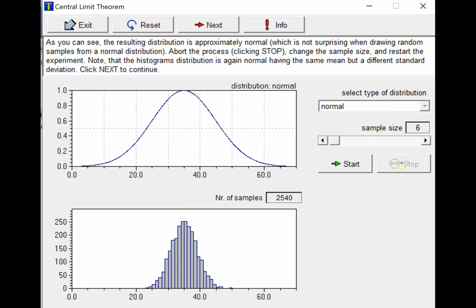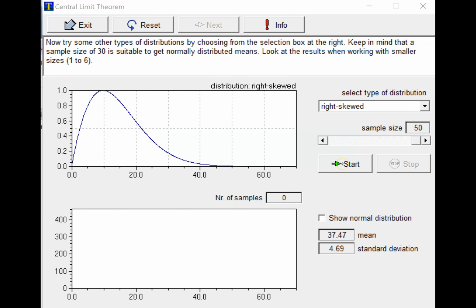Okay, so let's stop that, and change the distribution to something different. We've got some kind of skewed distribution. I'm taking samples of 50 and just keeping on recording those, and it's going to do it pretty quickly. Again, what we can see, because of the large sample size, even though the original distribution is skewed, eventually we're getting something that resembles a normal distribution.